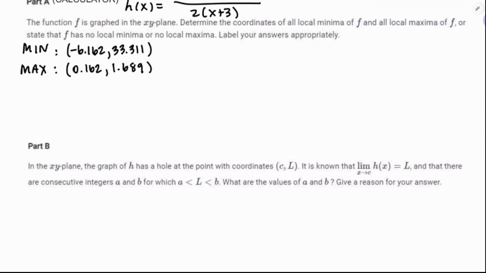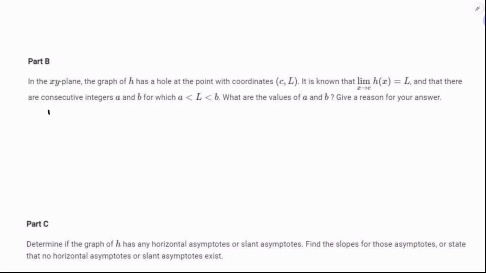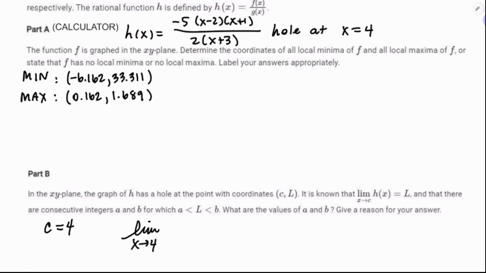Oh, gladly. So we're talking about the hole. So we had a hole at x equals 4, because of the identical factors. So x equals 4, so that's c equals 4. Okay, L is the limit of h of x. So we're interested in the limit as x approaches 4 of h. Now I'm going to use the simplified version of h because we'd get 0 over 0 if we plugged into f and g. And then we would know if we got 0 over 0, we would need to factor and cancel.